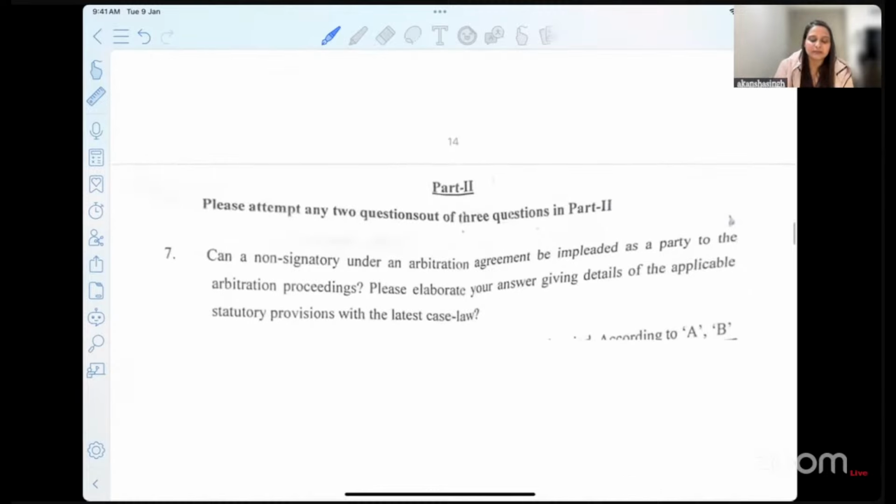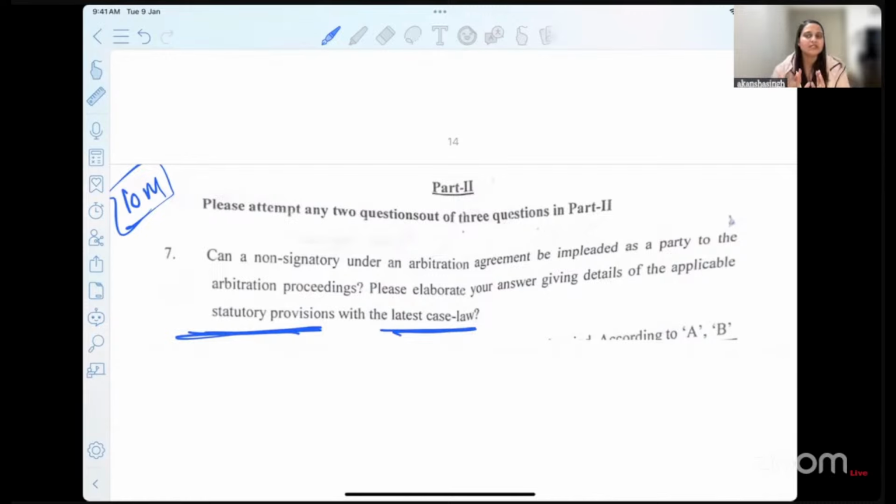Very interesting 10 marker question, but to understand this 10 marker question is going to take us a good amount of time. So the question asked is, can a non-signatory under an arbitration agreement be impleaded as a party to the arbitration proceeding? Please elaborate, giving details of applicable statutory provision and latest case law. Latest case law and statutory provisions.